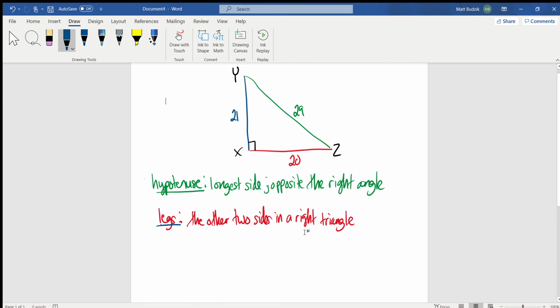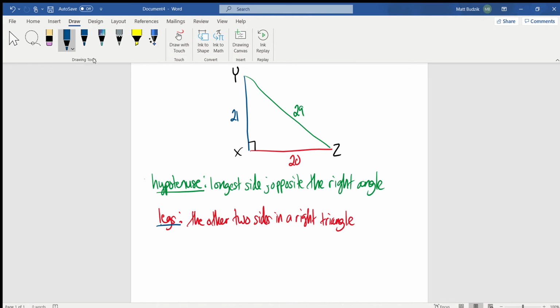Okay, so if we are looking at this right triangle XYZ, again, in a right triangle, we know that there are two different sides. Well, there might be three different lengths, but there's two different sides. So we have the hypotenuse and the legs. The hypotenuse is always the longest side, and it's opposite my right angle. And then the legs are the other two sides.